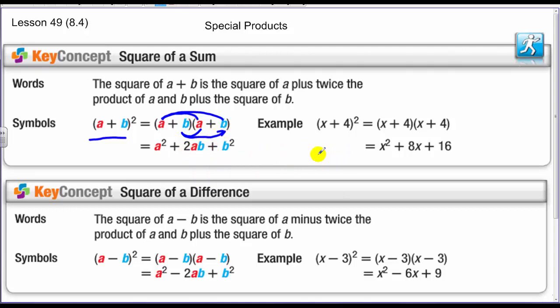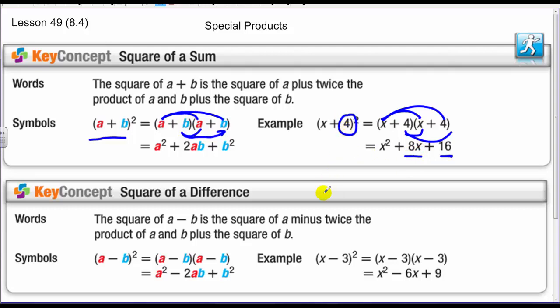Likewise, you can see by this example, multiplied out twice, there's x squared, 4x, another 4x, which is your 8x, and 16. So that's typically the sum of squares. And you'll notice that the last term is the square of 4, and the middle term, the x to the first term, is going to be 2 times that 4.